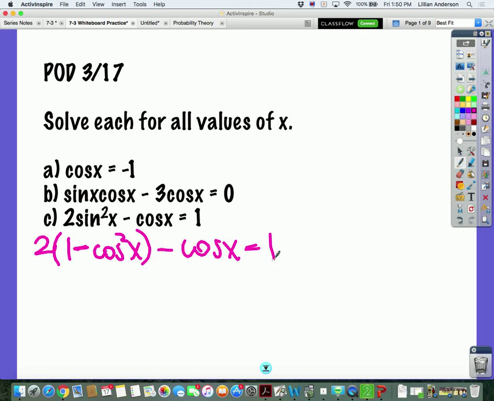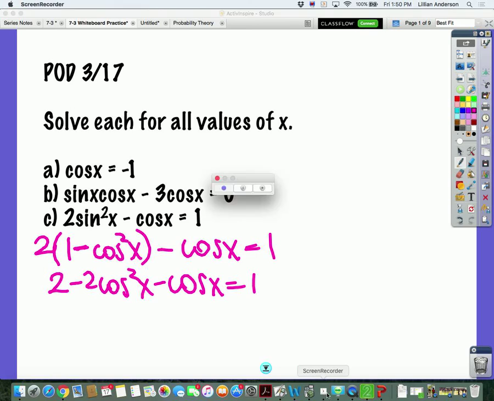What do you need to do to that 2? Distribute. So that'll be 2 minus 2 cosine squared x minus cosine x equals 1. Can't take out a cosine because this doesn't have a cosine. You've got to subtract the 1. We can subtract the 1 over, and then we'll end up factoring.